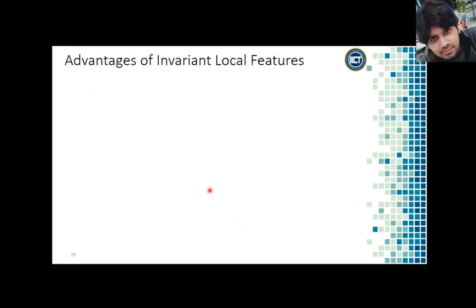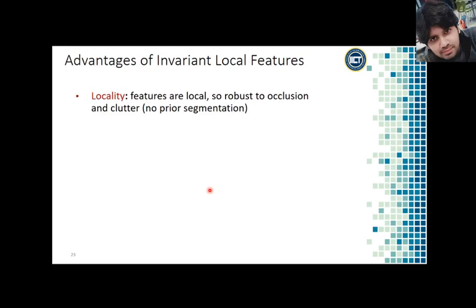The advantages of invariant local features are locality, so we get the exact location. If the features are local, they are not affected by occlusion or clutter. Of course, the performance gets degraded, but not to an extent where you cannot use it. So it's robust in terms of occlusion and clutter.